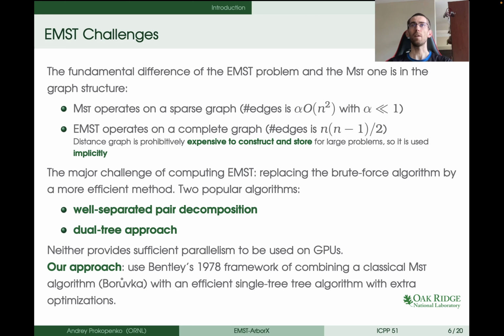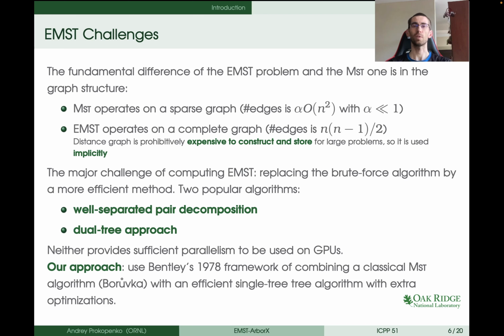And identifying the neighbors for each point becomes very expensive if using the brute force algorithm, because the number of neighbors to be examined is the whole data set. In order to reduce that number, we need a different approach. So far, we've seen two popular algorithms emerge: a well-separated pair decomposition approach and the dual tree approach. However, from our point of view, neither provides sufficient parallelism to be used on GPUs.